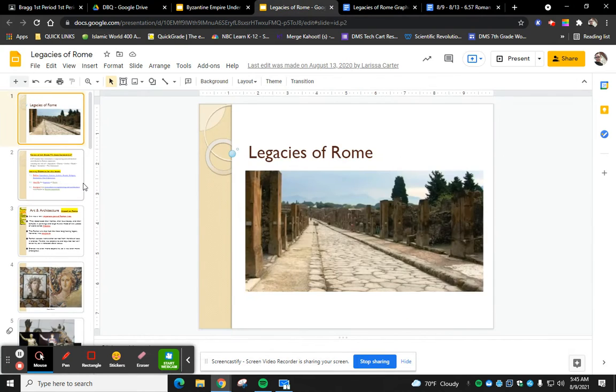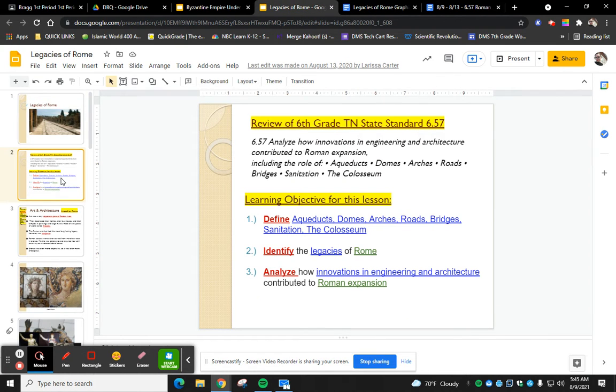All right, so let's start going through this PowerPoint. Our standard that we're reviewing today is Standard 657. Analyze how innovations in engineering and architecture contributed to Roman expansion, including the roles of aqueducts, domes, arches, roads, bridges, sanitation, and the building of the Colosseum. Now, an aqueduct looks like a bridge, but it actually helps transport water. So it is another form of irrigation.